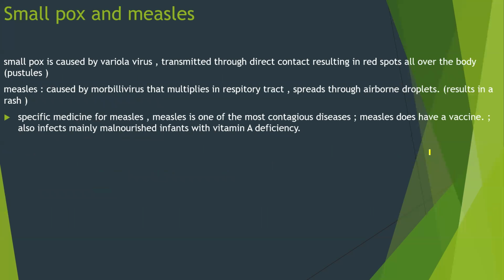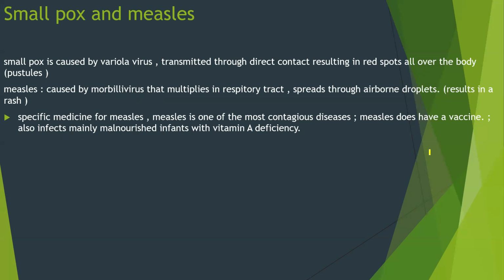So we don't really need to know much about smallpox and measles, so I'll just cover the basics of it. So smallpox is caused by the variola virus, and it's transmitted through direct contact. And the key identifying feature of smallpox is that you could see red spots all over the body, and they're known as pustules.